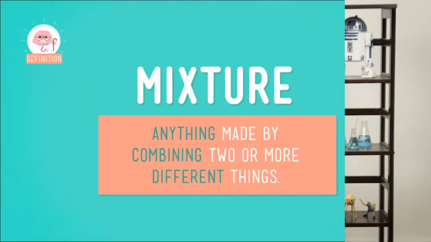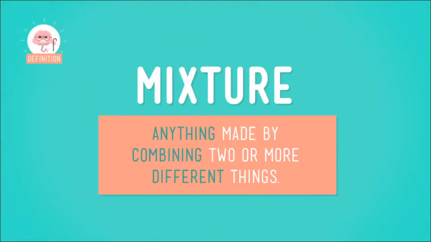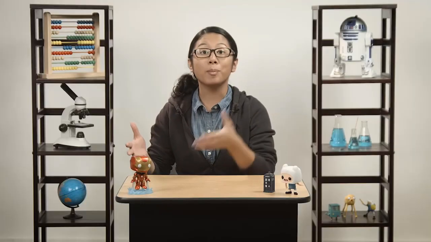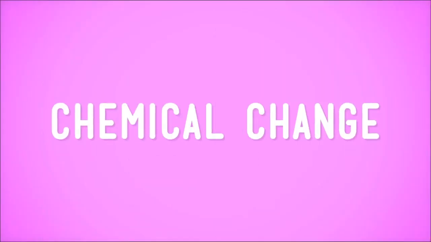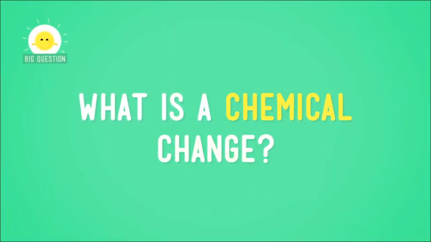Now, you already know that a mixture is anything made by combining two or more different things. And some kinds of mixtures, like the fruit salad we had at our picnic, can be separated back into the substances that made them. But that's not true about all mixtures. Sometimes mixing things together makes a whole new substance. We call this a chemical change. But what is a chemical change?